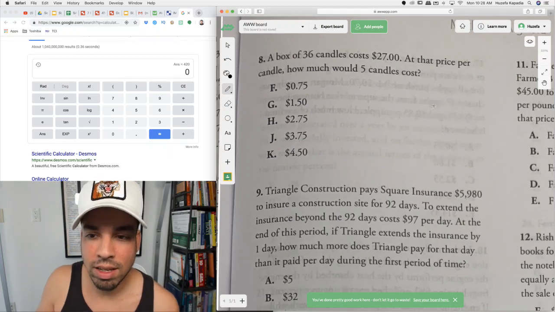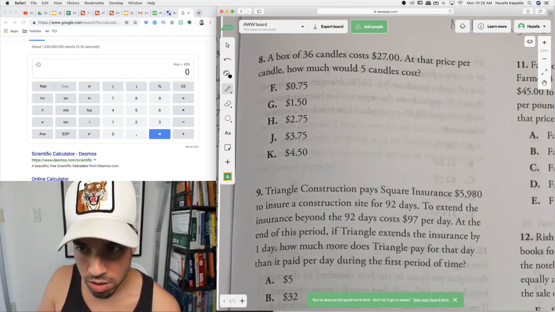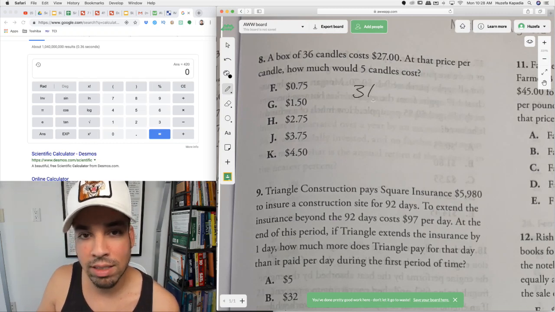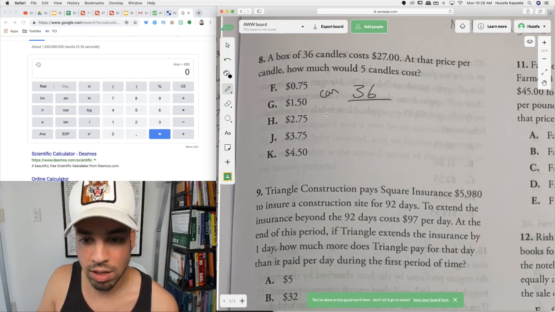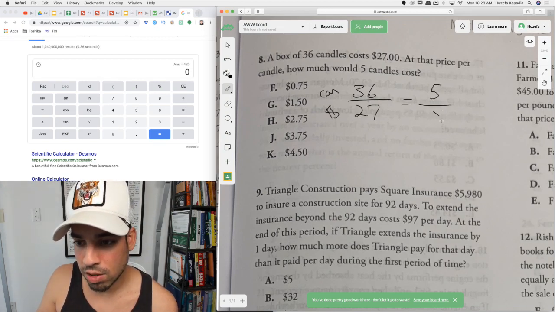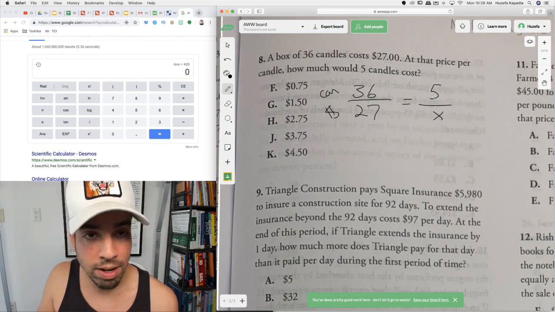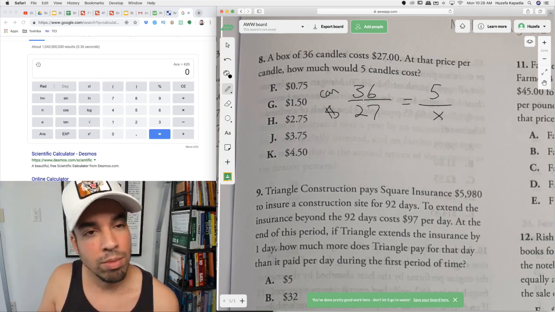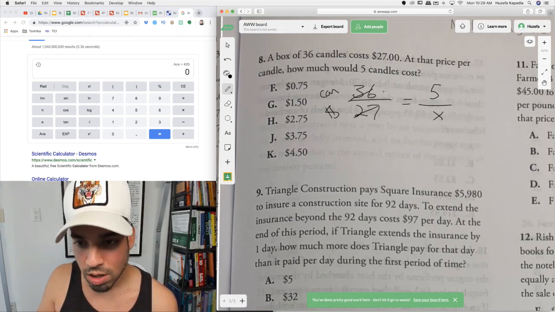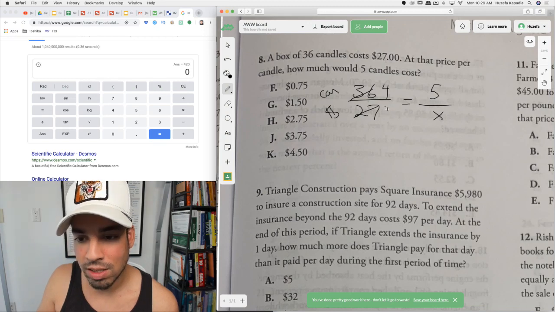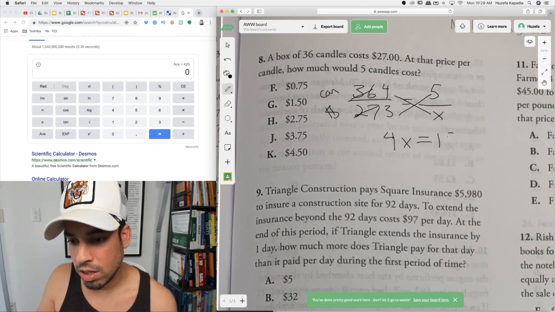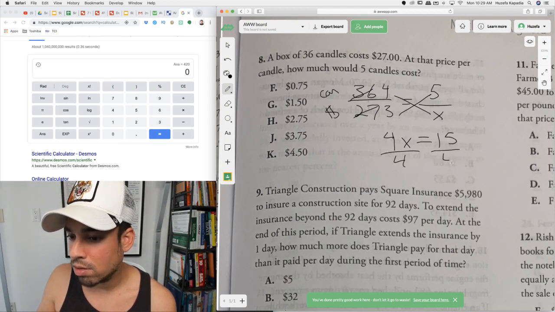A box of 36 candles costs $27. At that price per candle, how much would 5 candles cost? Again, I like to set up a proportion. 36 candles cost $27. How much would 5 candles cost? We don't know the cost of it, but we know we got 5 candles. Boom, proportion set up. And before I do this, I'm going to actually divide top and bottom by 9, make it a lot easier for the numbers. That would be 4. 27 divided by 9 is 3. Now we cross multiply, and I get 4x equals 15. Divide both sides by 4.